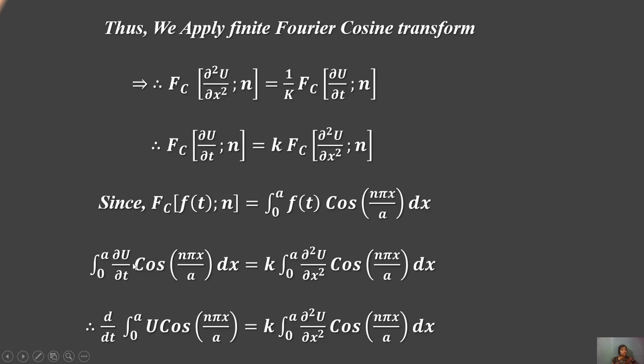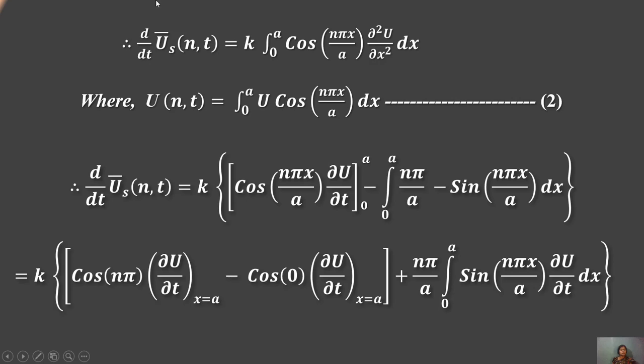Integration from 0 to a of del u upon del t cos(n pi x upon a) dx equals k, a constant, times the integration from 0 to a of del square u upon del x square cos(n pi x upon a) dx. The constant stays in the form and both parts will be integrated. Put in the value of u(x,t) equals integration from 0 to a, considering cos(n pi x upon a) dx.